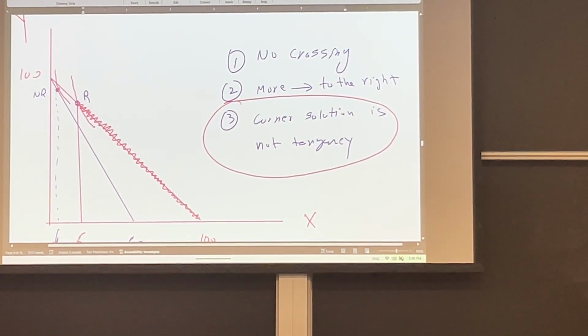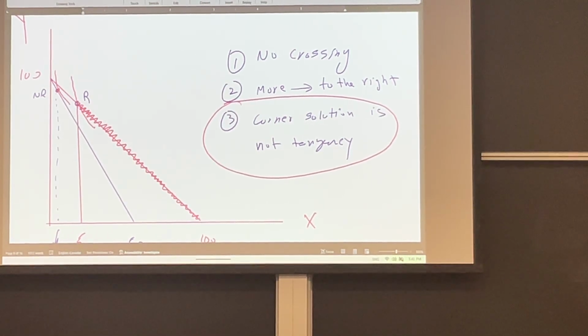If you would have graphed it this way, that would have been wrong too. That's a tangency, not a corner solution anymore. That would be wrong. So you have all the 3 elements. No crossing of the indifference curves. They don't appear crossing. More to the right, the rationing was better, all the way to the right. And the corner solution is not a tangency. Alright? It cuts the bottom line.